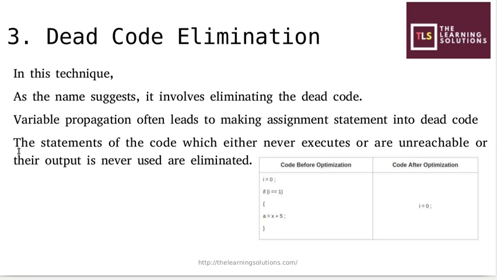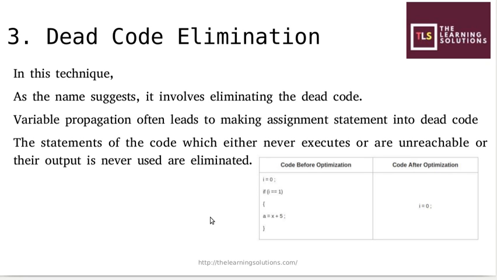When dead code appears, the variable propagation, that means the previous technique, always leads to making some assignment statements into dead code. So certain assignments which are not really useful are generating the dead codes, and we have to eliminate or remove these dead codes. So the statement of the code which either never executes, or is unreachable, or whose output is not used, is called dead code, and we have to eliminate it. So just understand what is dead code, which never gets executed, which is unreachable or whose output is not used. So we have to remove it.